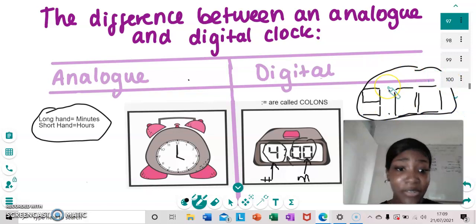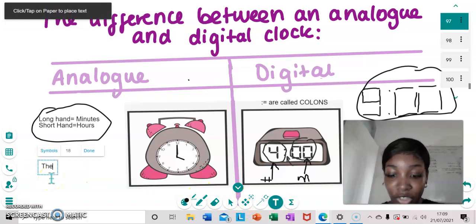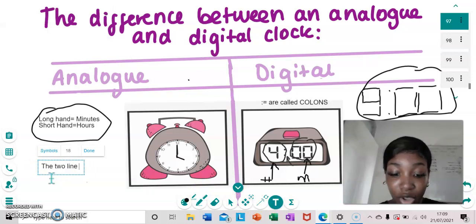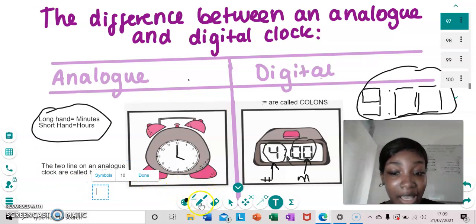However, this is very, very different to the analog clock, because with the analog clock, as you can see, there are two lines which we refer to as hands. So I'm just going to type that on the side. The two lines on an analog clock are called hands, okay? And this is how we are enabled to tell the time on an analog clock.